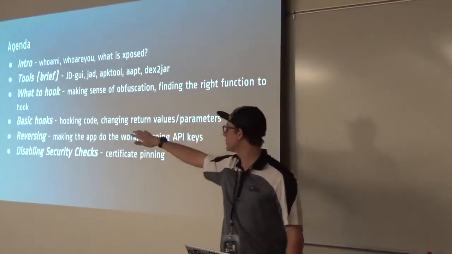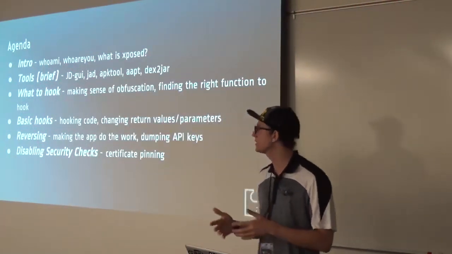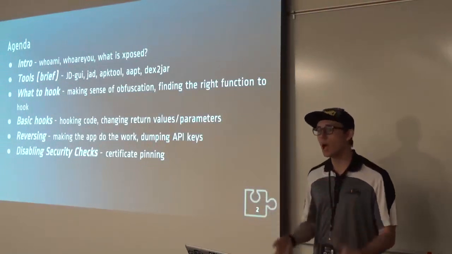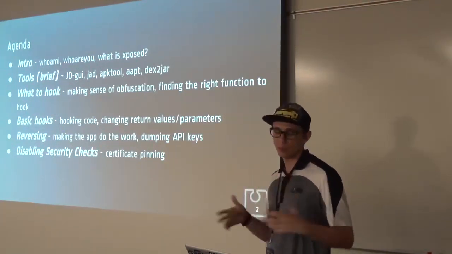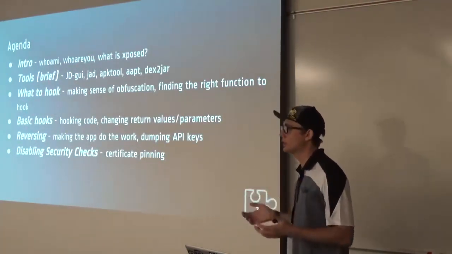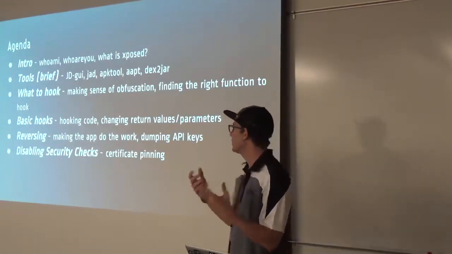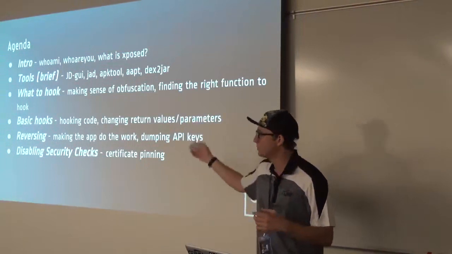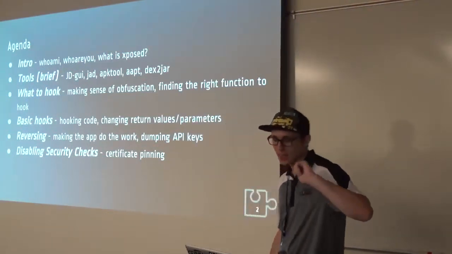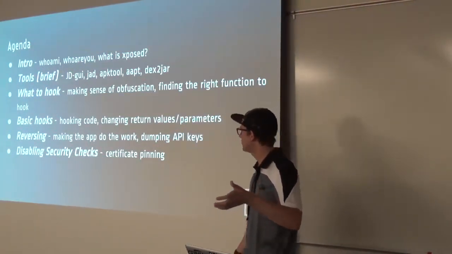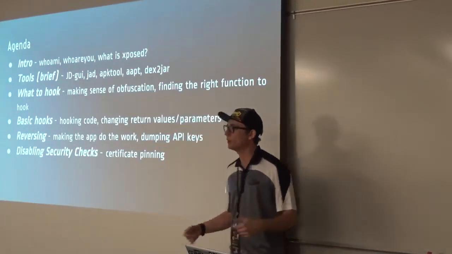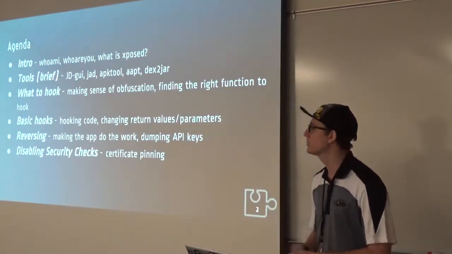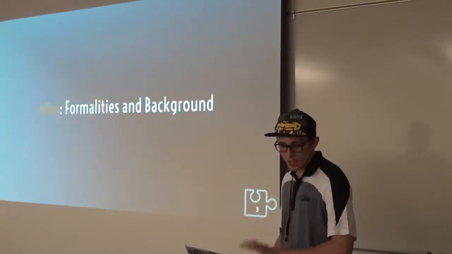So basic hooks: hooking code, changing return values of things. Reverse engineering: there'll be times where you have an application and you need to figure out what it does, but maybe there's something in the way or some strange algorithm to calculate something. You can make the app do the work for you in that case. And then disabling security checks, specifically certificate pinning, so you can get in the middle, and we'll show man in the middling some traffic after we disable certificate pinning within the app. We're going to go through all this and more, I promise.